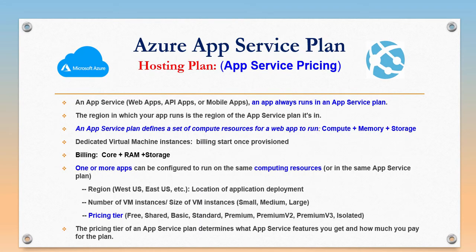Now the most important thing is the Azure App Service plan, that is the hosting plan, and the hosting plan determines our pricing. App Service requires an app service plan to run. An app service plan is a set of compute resources for a web app to run. This provides the physical infrastructure, or the compute infrastructure, to run a web app. That means this provides compute, memory and storage. An app service plan provides us a virtual machine instance in a particular region defined by a pricing tier.